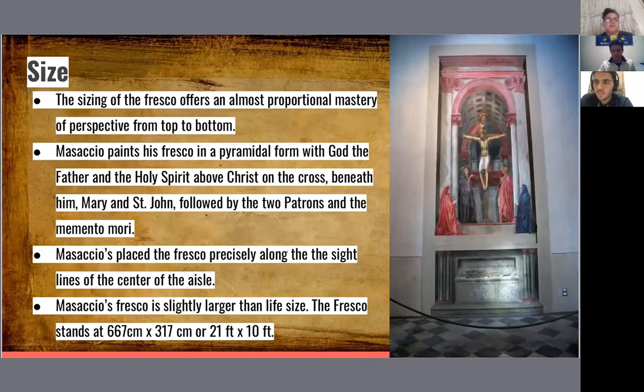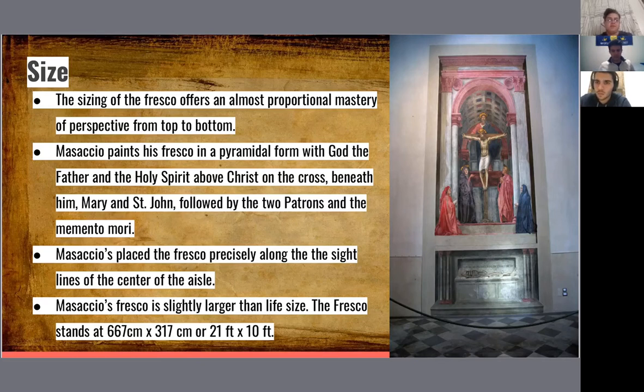The sizing of the fresco offers a proportional mastery of perspective from top to bottom. Masaccio manipulates perspective by including a coffered ceiling, a barrel vault, pilasters, and columns as an extension of the building into a different room. This use of linear perspective conveys a sense of receding depth in the building. The painting is also done in a pyramidal form, with God the Father and the Holy Spirit above Christ on the cross, beneath him Mary and St. John, followed by the two patrons, and at the bottom the memento mori.